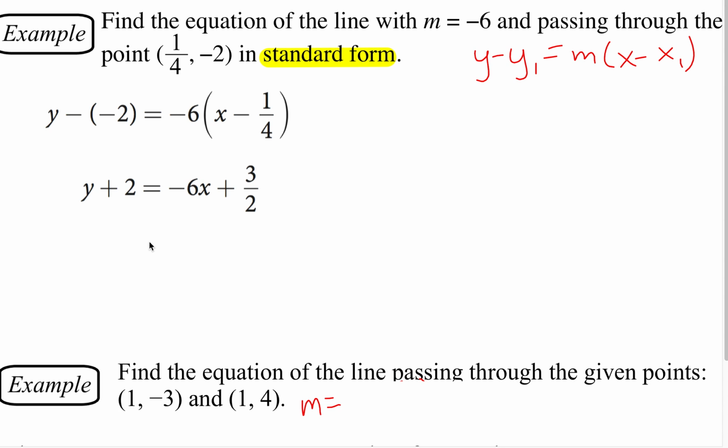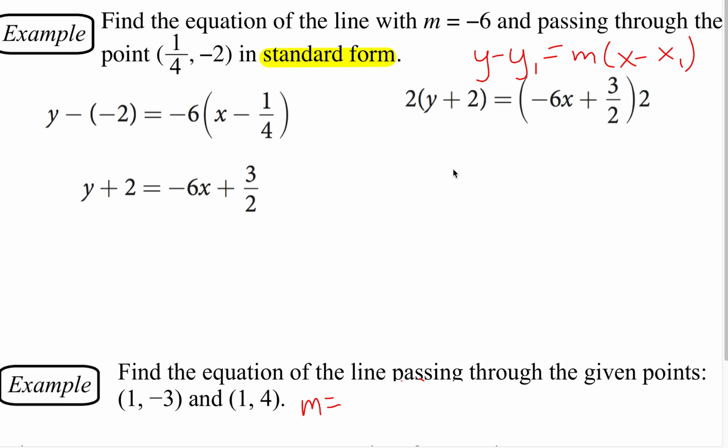So our last step is to go ahead and subtract 2 from both sides. We want this in standard form is what we do. So when we put this in standard form, we want the x and y on one side, and then we want the constant on the other side. So what we're going to end up doing is multiplying both sides by 2 to get rid of this fraction right here. Remember, we need integers for our coefficients. So I'm going to multiply both sides by 2.